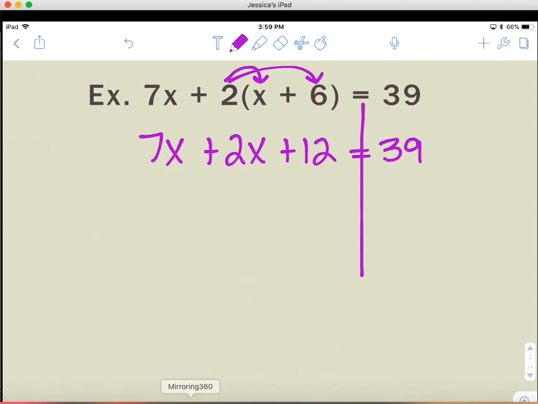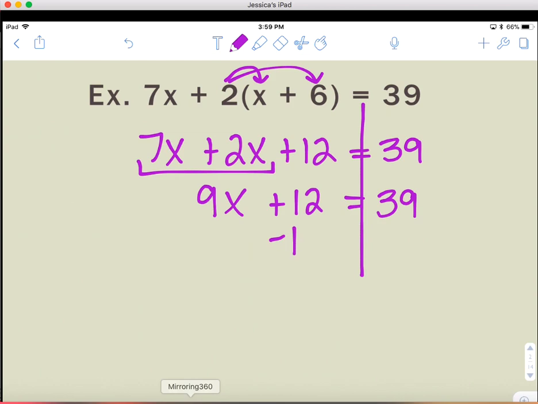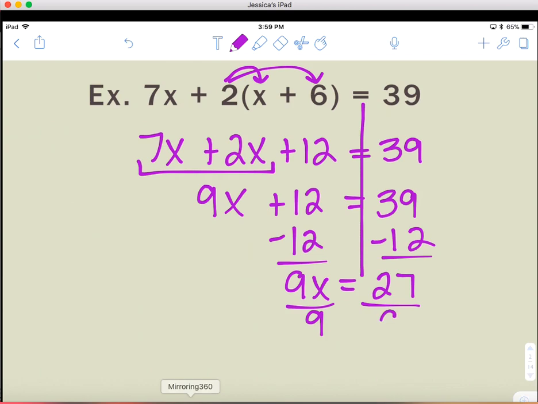From here, I'm going to combine like terms. So 7x plus 2x is 9x. And now I'm back to my two-step equation. My first step is to move the 12. The opposite of adding 12 is to subtract 12. And then the opposite of multiplying by 9 is to divide by 9. So my final answer is x equals 3.